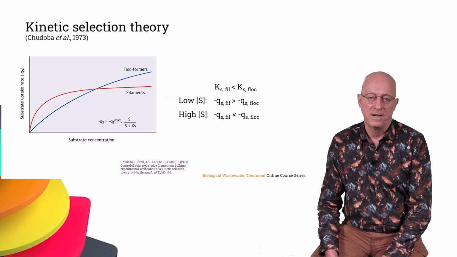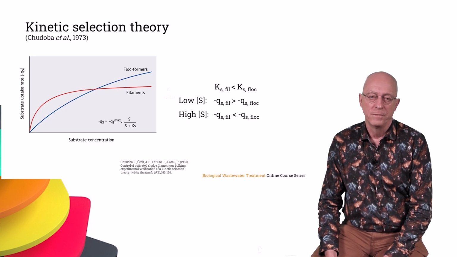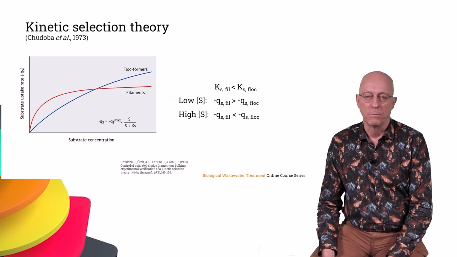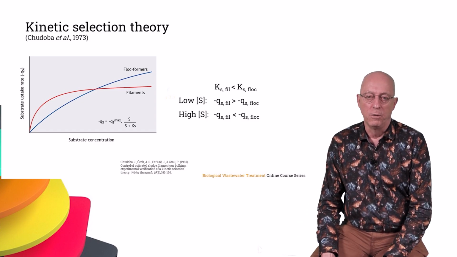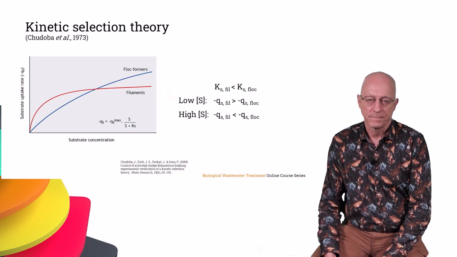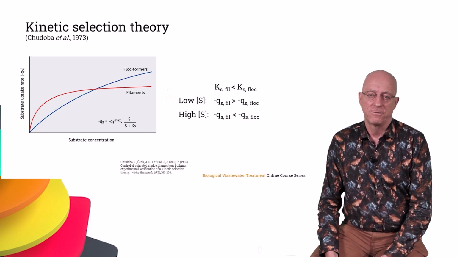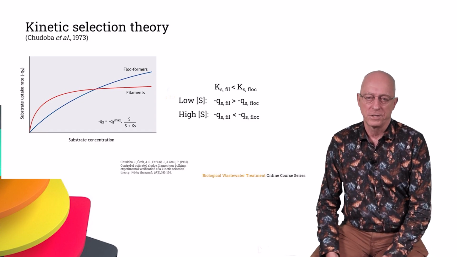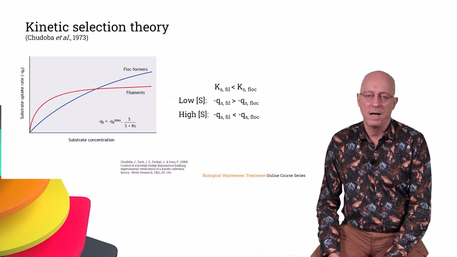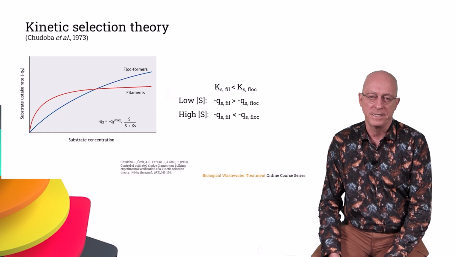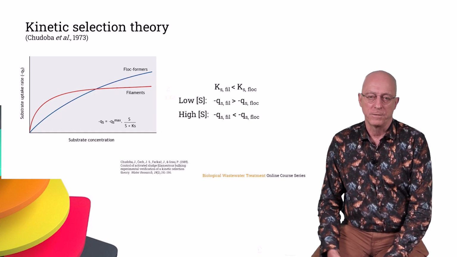Now, what you see is that at the low substrate concentration, the red organisms, the filamentous organisms, take up the substrate faster than the blue organisms, meaning that the filamentous organisms win the competition from the blue organisms, whereas at high substrate concentration, the blue organisms win the competition. This is reflected in the observations from practice, where you see that if you have a high oxygen concentration or a high loading rate, so you have a high concentration of COD in the reactor initially, and later a zero concentration, then the floc formers will win.